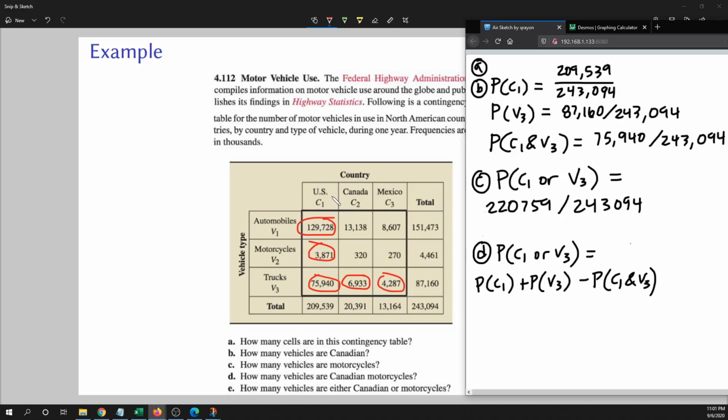All right, and we've already calculated these probabilities. The probability of C1 is 209,539 over 243,094. V3 is 87,160 over 243,094. And then the probability of C1 and V3 is 75,940 over 243,094.